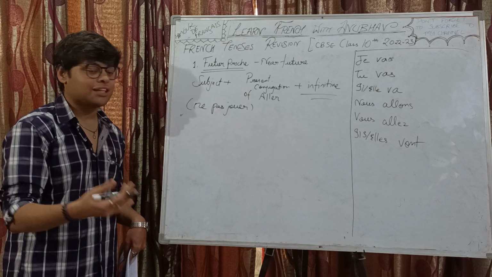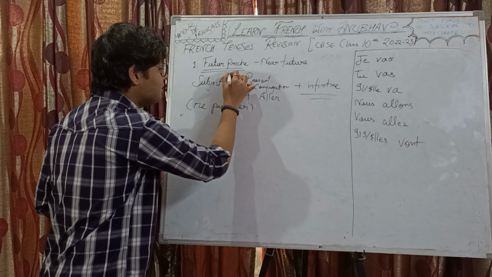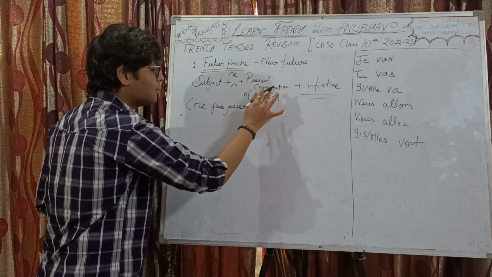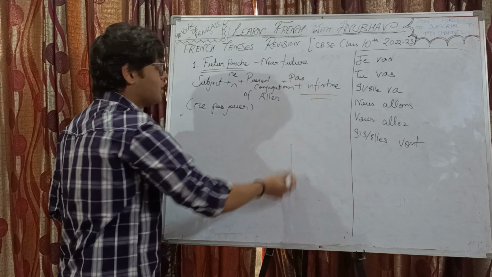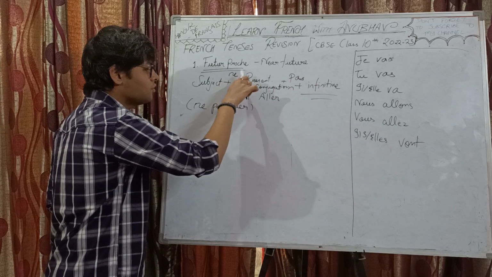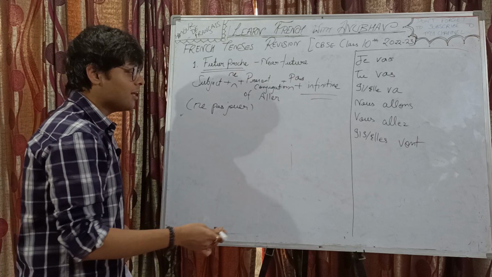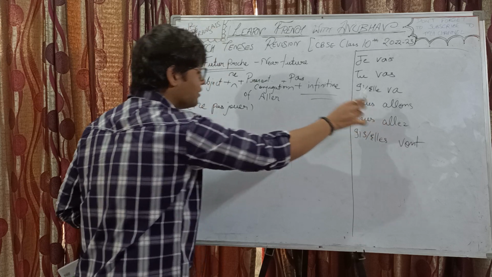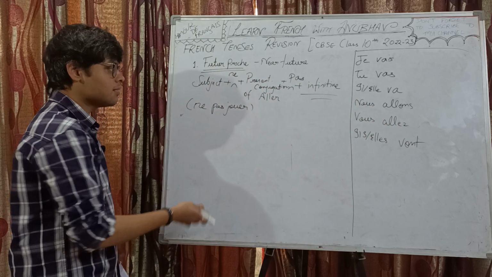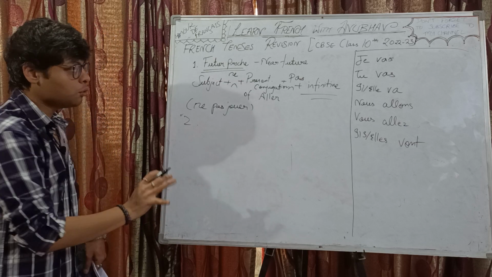So how you will do negation of a futur proche sentence? It's very easy. Subject plus ne plus present tense conjugation of aller plus pas plus infinitive, and this ne will become an apostrophe in case this conjugation begins with a vowel, like in this case. In these two, it's beginning with a vowel. So this will become an apostrophe. It's very easy, isn't it? So that's how question can be framed for futur proche.